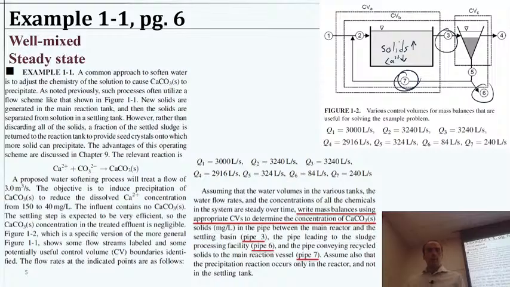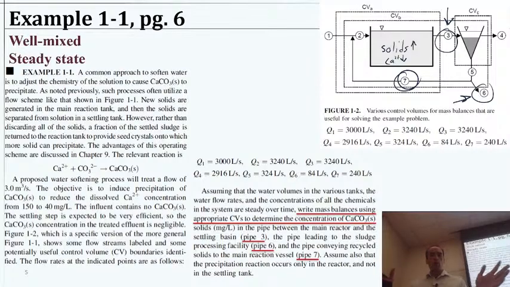Write mass balances using appropriate control volumes to determine the concentrations of calcium carbonate solids in the pipe between the main reactor and the settling basin. So that's pipe 3. That does pertain to solids. Then the pipe leading to the sludge processing facility, that's this one here, pipe 6, and the pipe conveying recycled solids to the main reaction vessel, pipe 7.